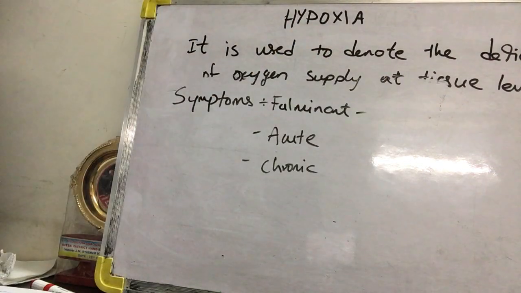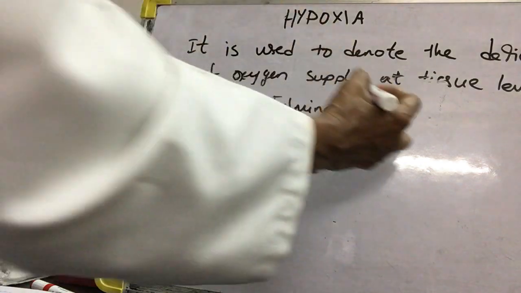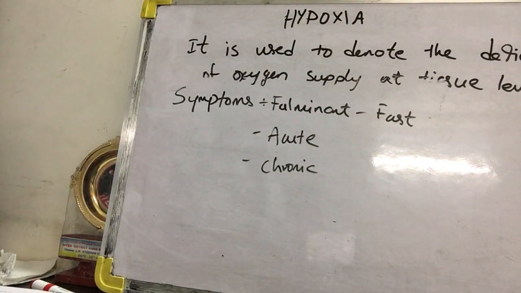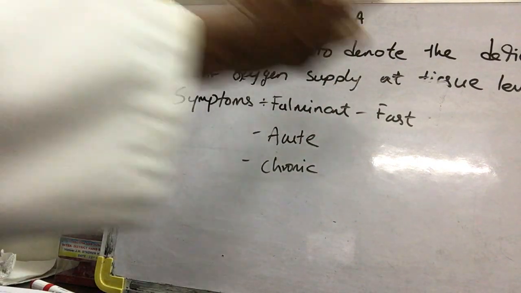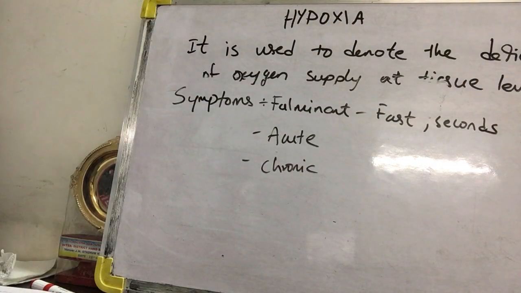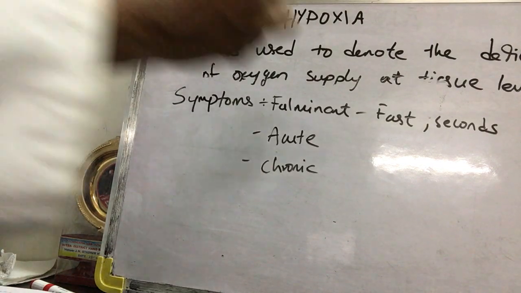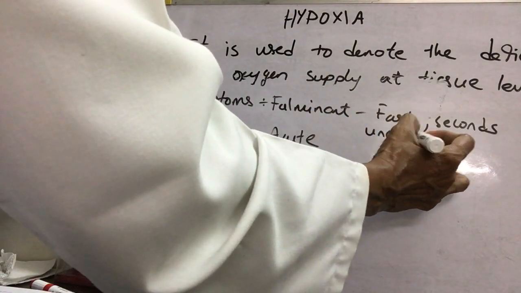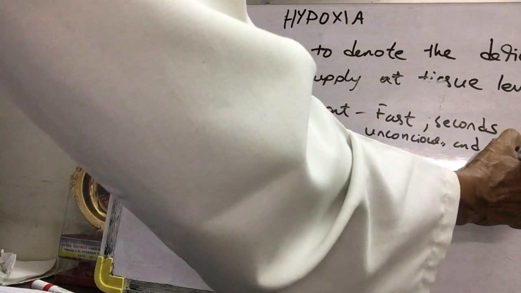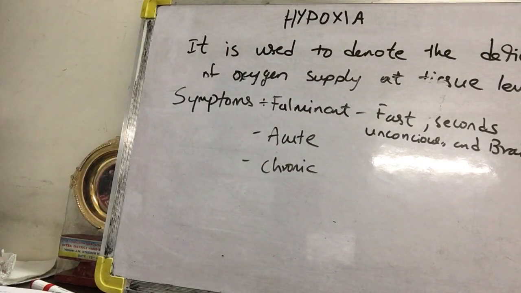Fulminant, the onset of the symptoms is very fast. In fulminant type, the onset will be very fast, that is within seconds. The patient may fall unconscious and there can be brain death. So we will not have much time to treat this type of patient. The symptoms will be very fast, that will lead to brain death.